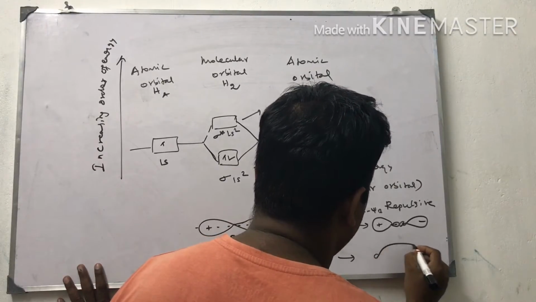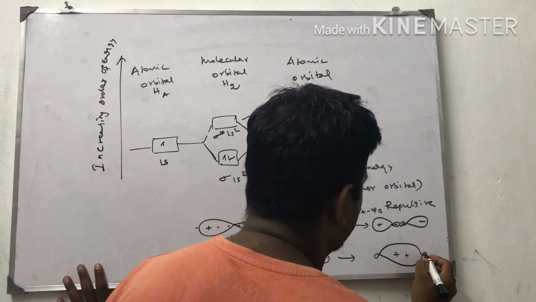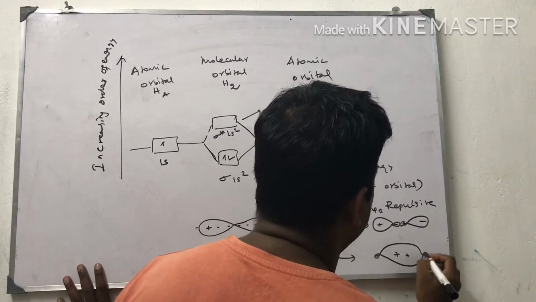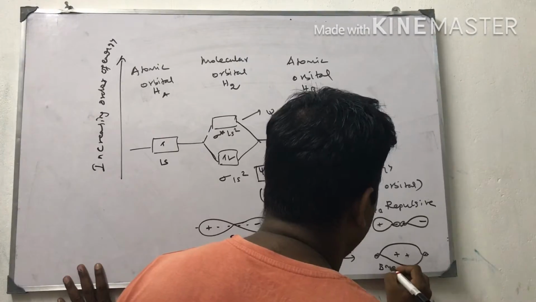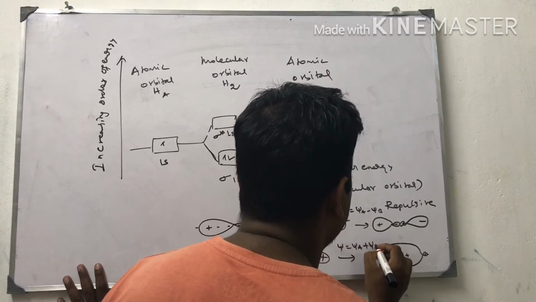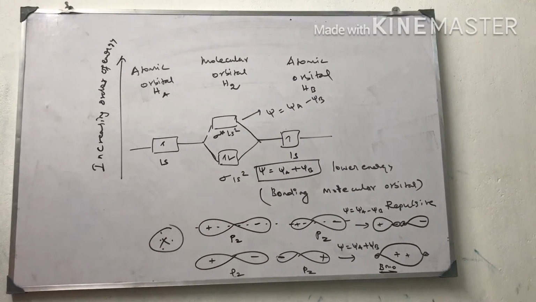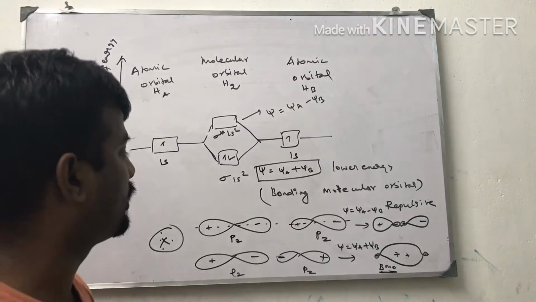So the overlapping leads to this plus combination, minus combination. This is called bonding molecular orbital. Psi is equal to psi A plus psi B. This combination is also noted. So this is the overlapping of the atomic orbital.